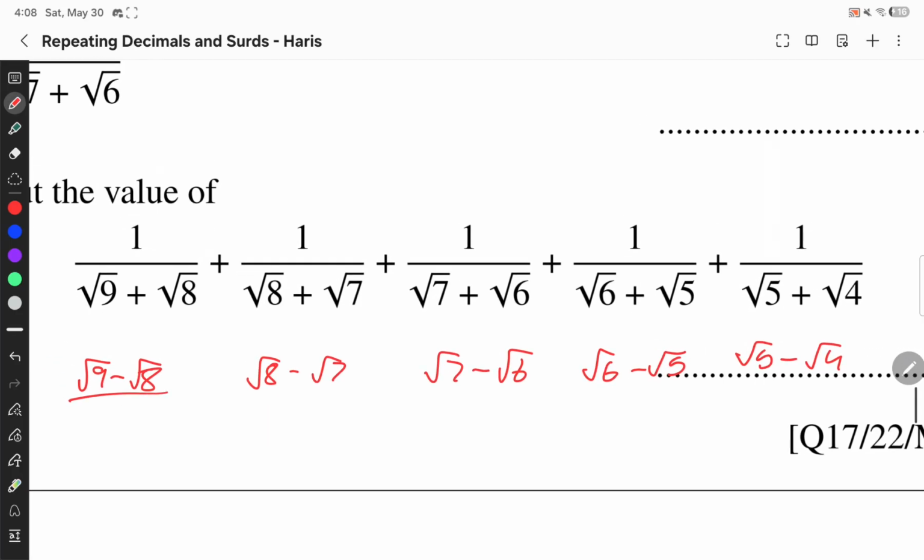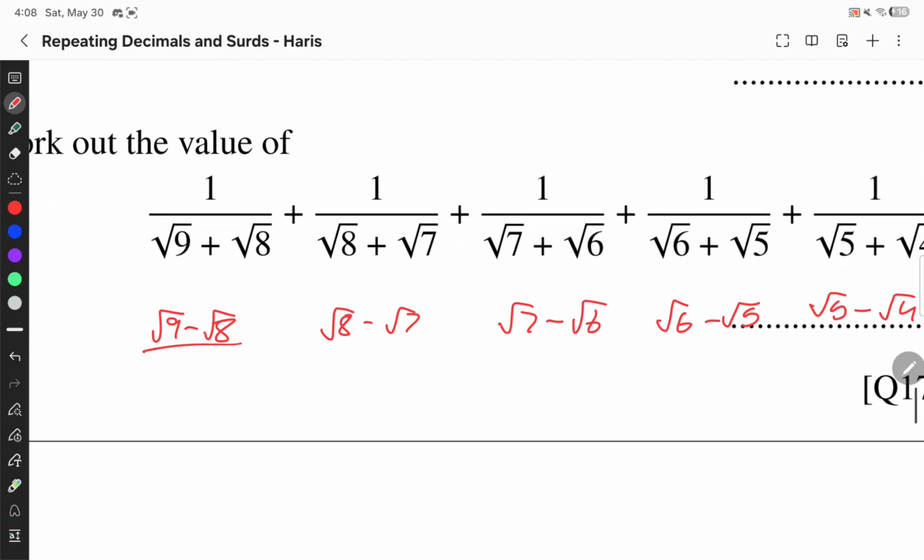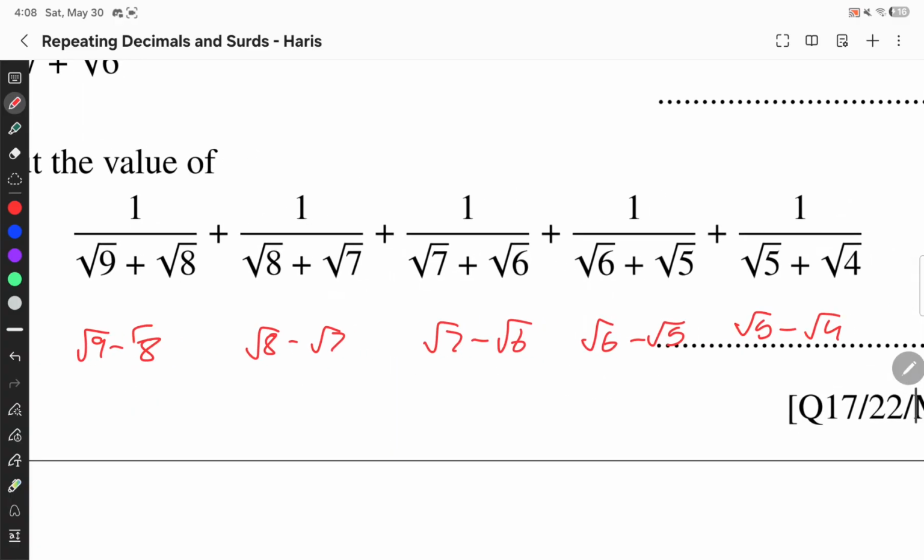On the denominator, we will use this property where we remove the squares. So this is 9 minus 8, 8 minus 7, 7 minus 6, 6 minus, you get the point. Everyone removes their denominator in the squares. And what are they left with? 1, 1, 1, 1, 1. So every 1 is 1, and 1 over 1 is 1.